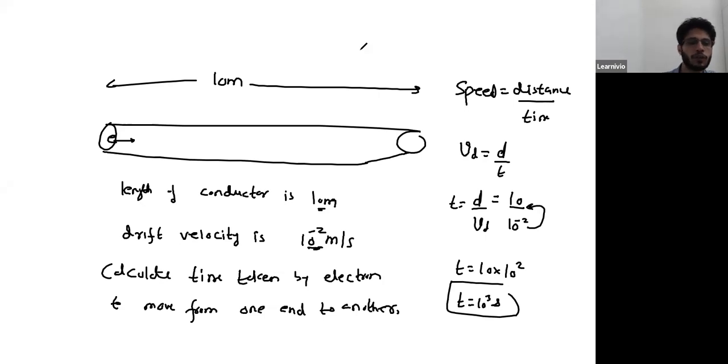Anyways, is it clear for each one of you? Yes, sir. Now you get what drift velocity is. Drift velocity is the simple velocity with which an electron is moving inside a conductor. That's the simple drift velocity.